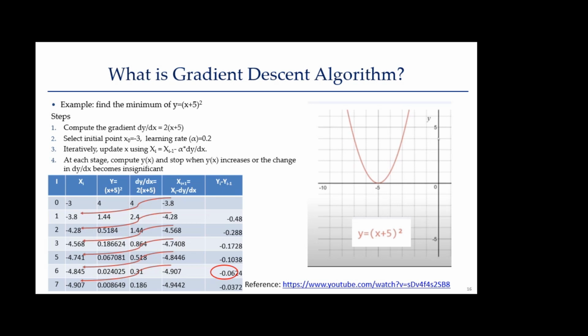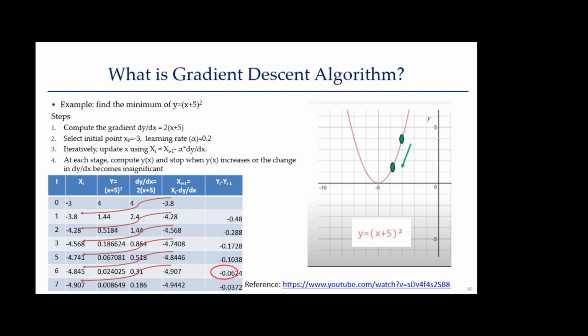So let's get some numbers with this example. If you assume we started at x equal minus 3, this gets us to the point where y equal 4, and dy/dx, which is the gradient, equal 4 as well. The next x, based on this equation, will be minus 3.8, assuming our rate is 0.2. This means we are moving towards the minimum of the function in the right direction.